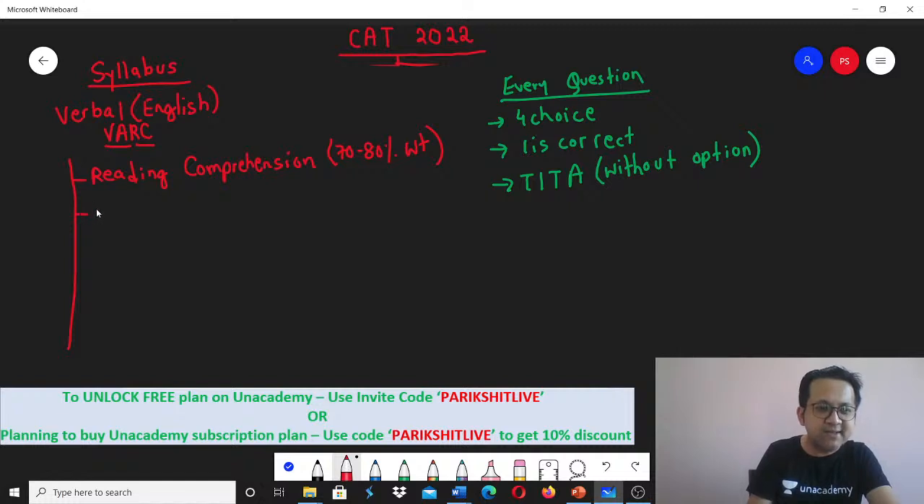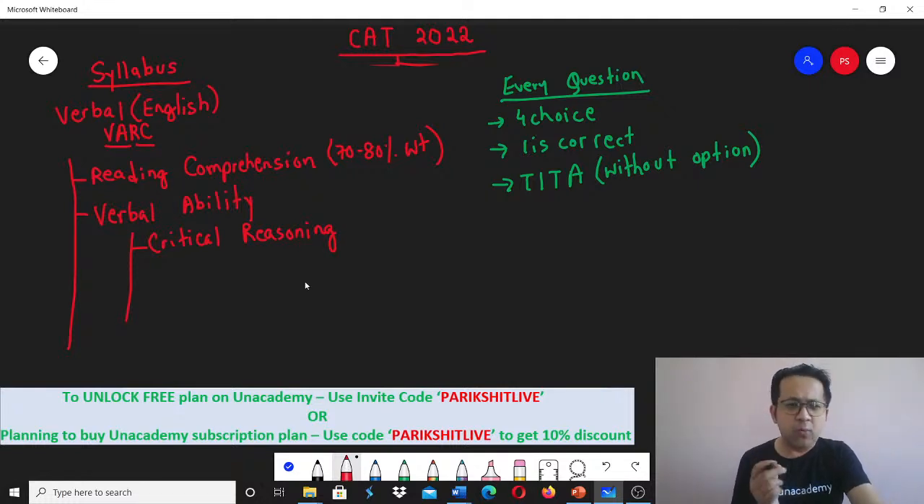What else is there? VA is there. What is VA? VA is verbal ability. In verbal ability, what is tested? You are tested on critical reasoning. What is critical reasoning, by the way? As an example, the author will say, you know what? The government of India plans to abolish the farm laws in the country. And they will give you 3 reasons. They will ask you which of these reasons strengthens the government's arguments or intention. Or it can ask you which of these three reasons weakens the government's intention to abolish the farm laws in the country. That's an example of critical reasoning.